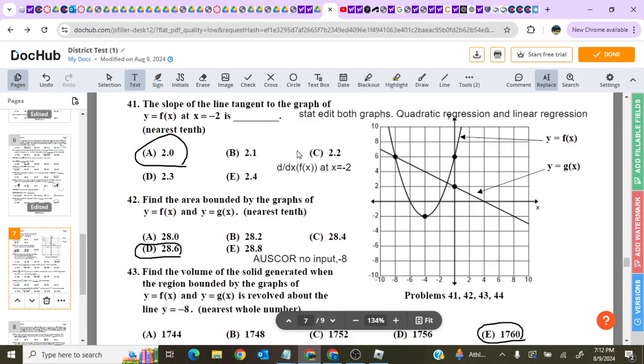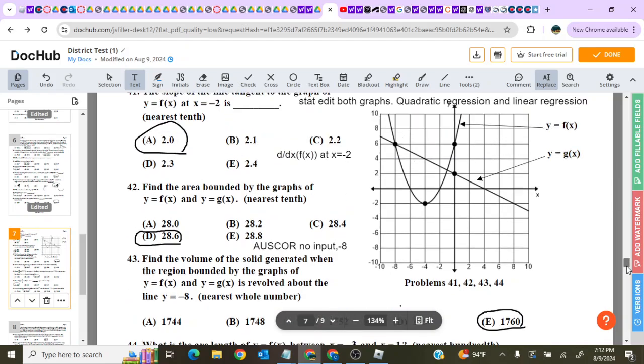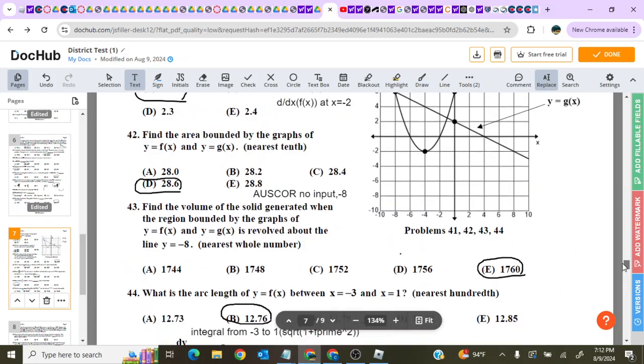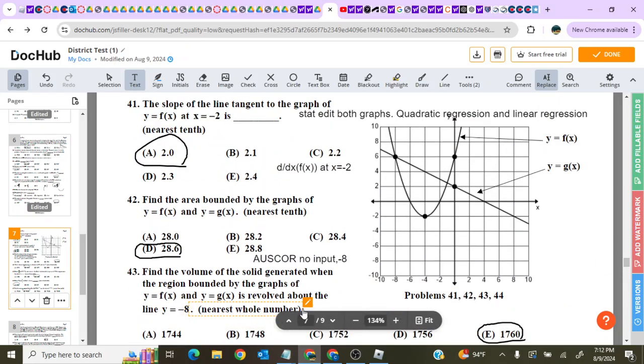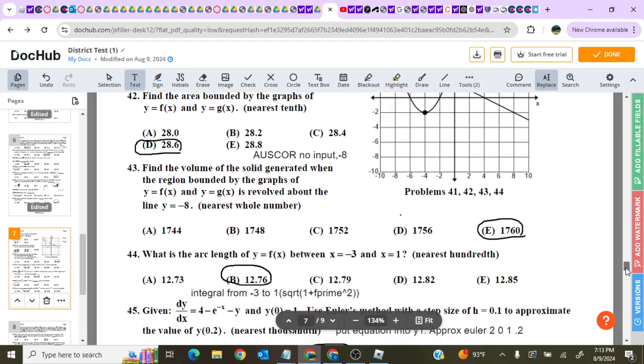Or sorry, 2.0. Now here is where the Oxor programs, or results, come in handy. So we'll be using our Oxor program for a lot of these problems. Oxor will be able to find the points of intersection just fine. And then your line of revolution, if you look all the way down here onto 43, is -8. So -8 is your line of revolution. And that will get you the area of your graph and the volume of your solid of revolution of 28.6 and 1,760 respectively.